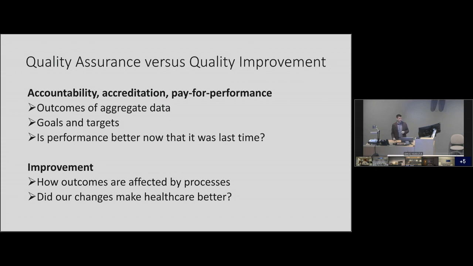Whereas when you're using indicators for improvement, the question is more, how are these outcomes affected by processes? So you've actually done something different. You've actually made a change to your system. And the question is, did this new change that we've done to our system move the indicator in a tangible way? So they're complementary but slightly different.